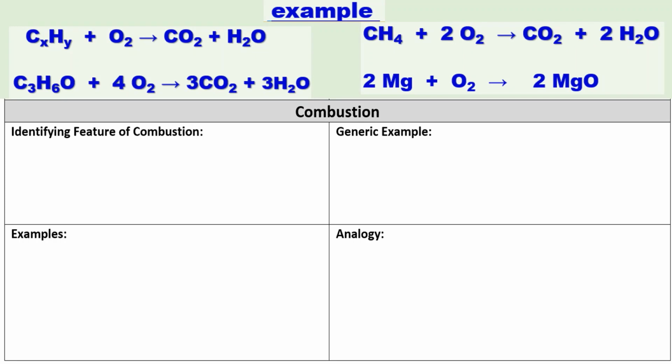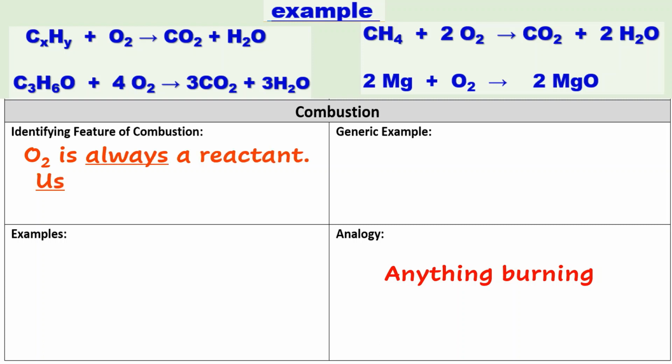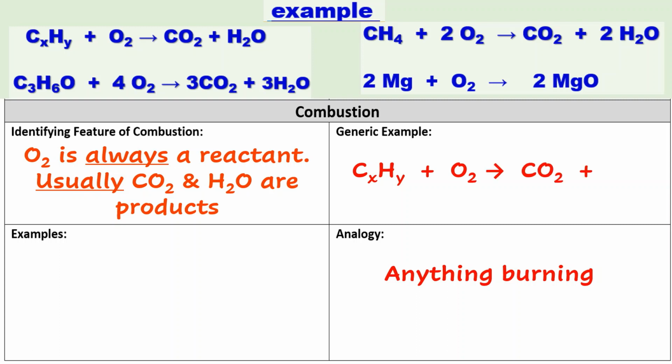Another word for combustion is burning. In each combustion example, O2 is a reactant. We should remember that things won't burn in the absence of oxygen. So it makes sense that O2 is a reactant because fire won't occur without it. In many examples, a hydrocarbon, or a compound containing carbon and hydrogen, reacts with oxygen to produce carbon dioxide and water. However, in the last example, carbon dioxide and water are not produced.